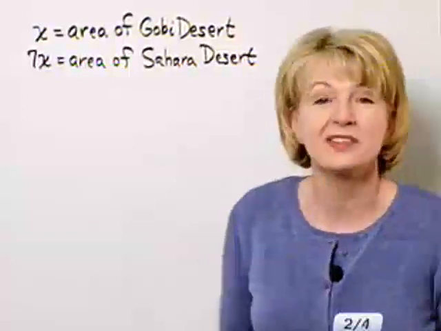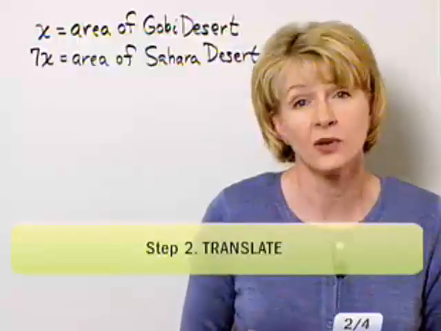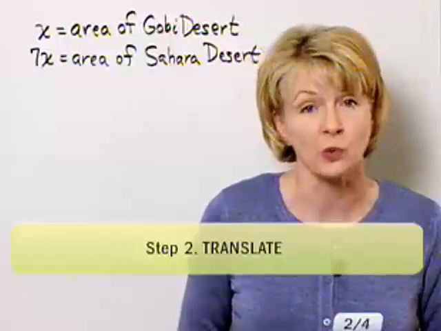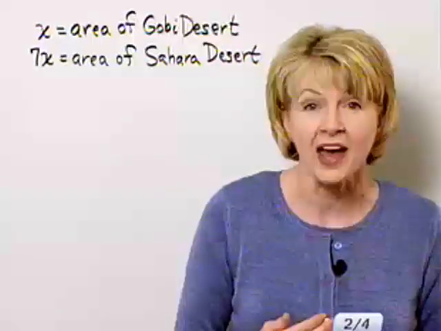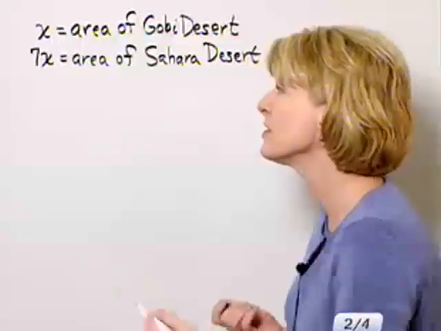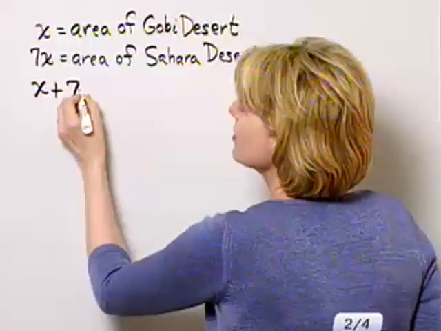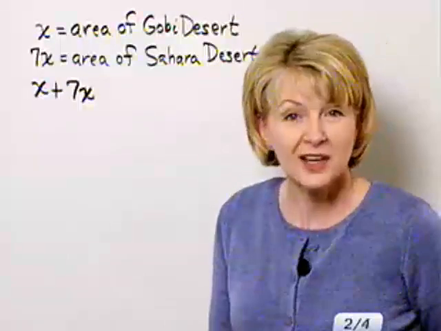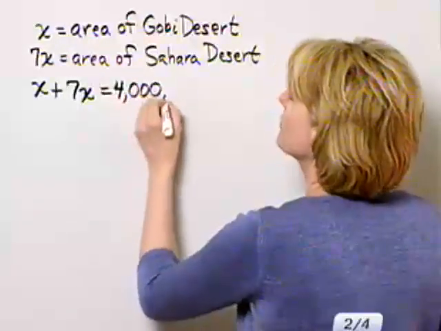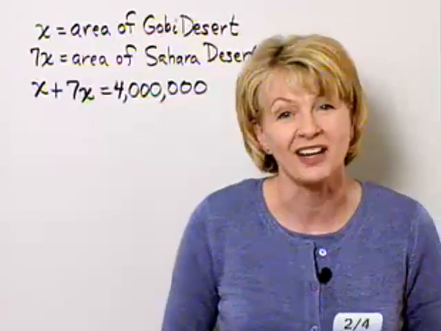Now let's move on to step 2, where we translate to an application. We are told that the sum of these areas is 4 million square miles, and we'll use that fact to set up our equation. So how do we translate to an equation? Well, the area of the Gobi Desert plus the area of the Sahara Desert equals 4 million square miles. And that's how we'll set up our equation.